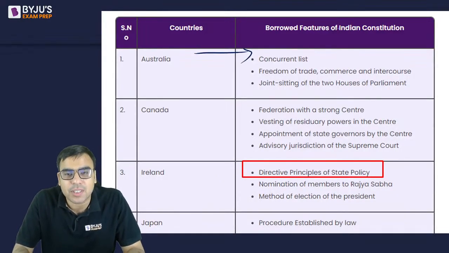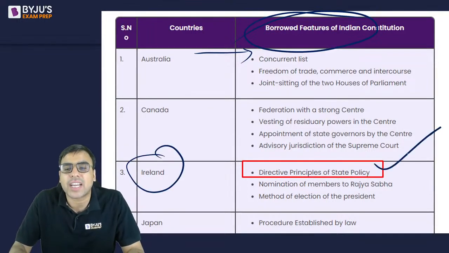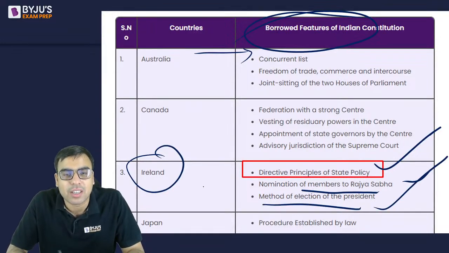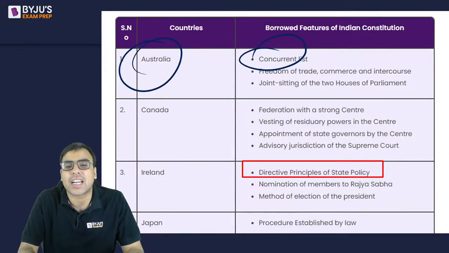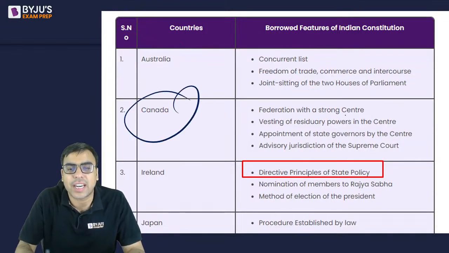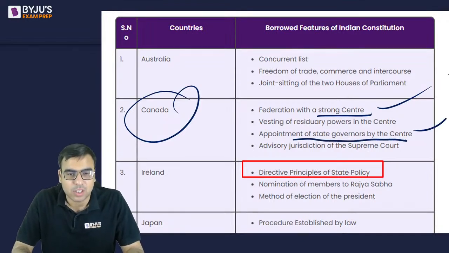ये सब पढ़ लेना. Sometimes borrowing features पूछा आता है sometimes in exam. जैसे Ireland से we have taken directive principle of state policy, nomination of members of Rajya Sabha, method of election, है ना? So Australia से concurrent list, freedom of trade, commerce, intercourse, joint sitting of 2 houses. From Canada we have taken federation with a strong center, and appointment of state governors by center. So these are the famous ones. You should be knowing it, है ना?